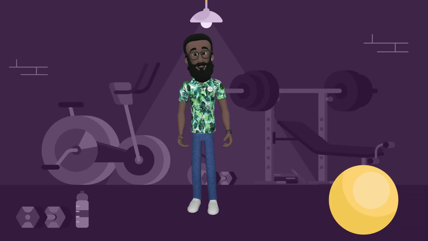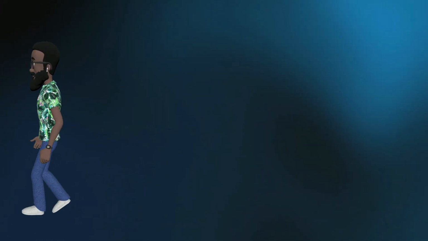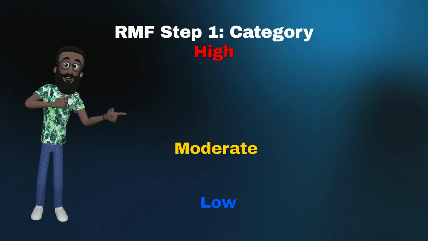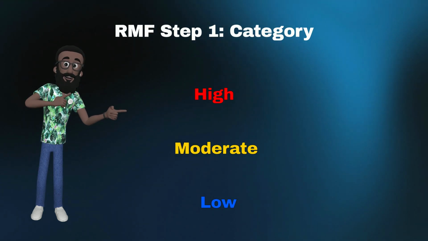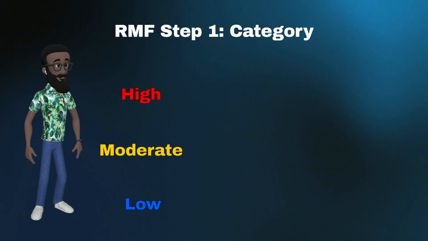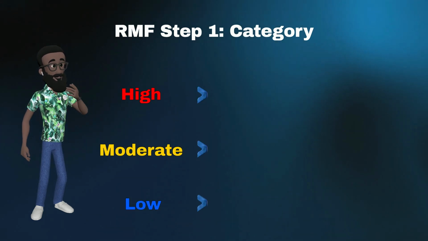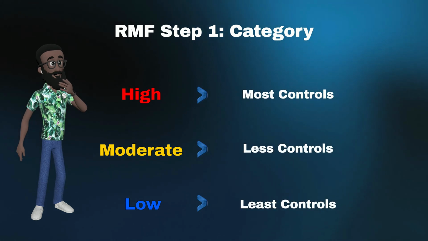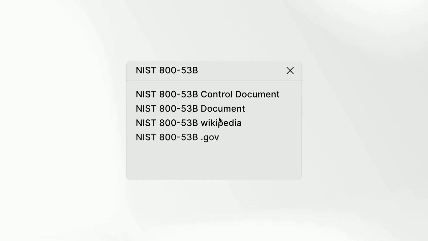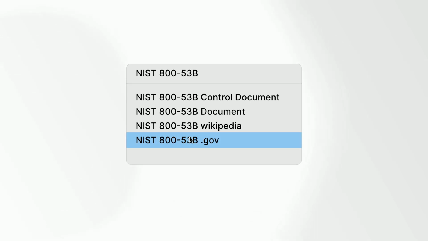During RMF Step 1, you categorize the system to determine whether it's a low, moderate, or high system. The primary reason for this is to figure out which of those 1,000 security controls should apply to your system. So a high system has the most amount of controls, a moderate system has less, and the low system has the least. Go ahead and do a Google search for NIST 800-53B document. Don't forget to add the letter B at the end. No, seriously, go ahead, Google it.